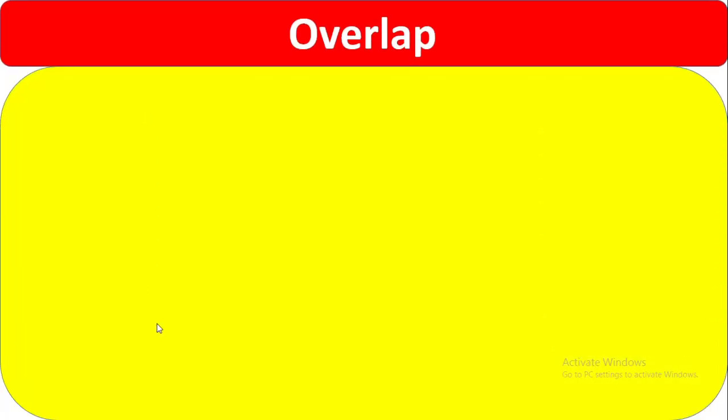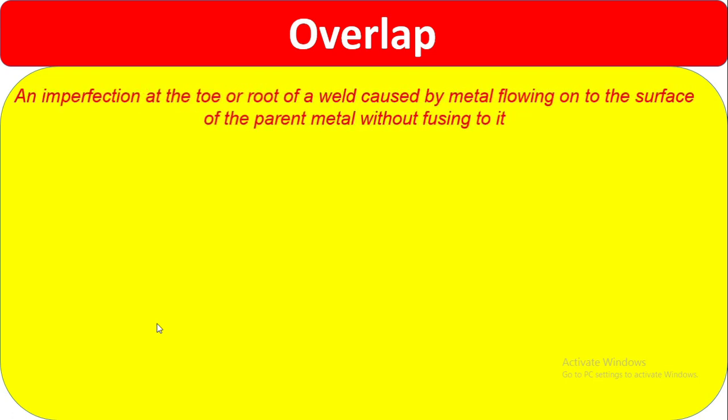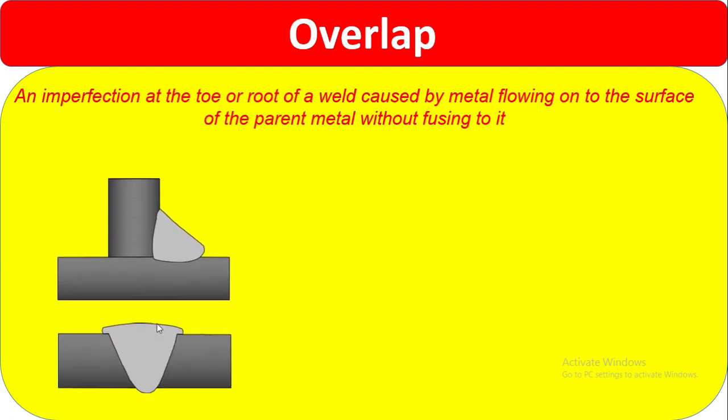Now overlap, that is also called lack of fusion. Overlap is an imperfection at the toe or root of a weld caused by metal flowing on the surface of the parent metal without fusion to it. Without fusion means lack of fusion. The term overlap is also used for that, but let's see here why it happens.